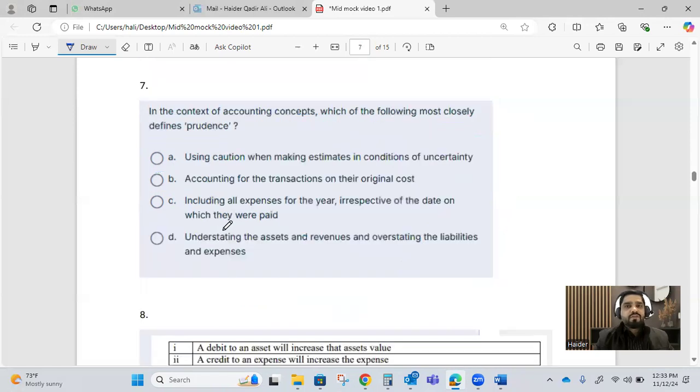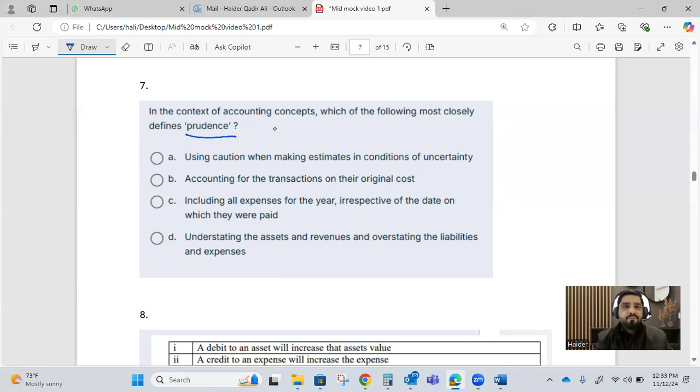Here we go. We have this one. And this is a little bit logical question. In the context of accounting concepts, which of the following most closely defines prudence? And by the way, prudence is basically whenever you are expecting any future loss or future expense, you can recognize them. But if you expect any gain or benefits in future, you can't recognize them before time unless they occur.